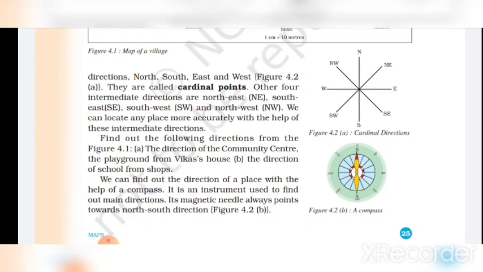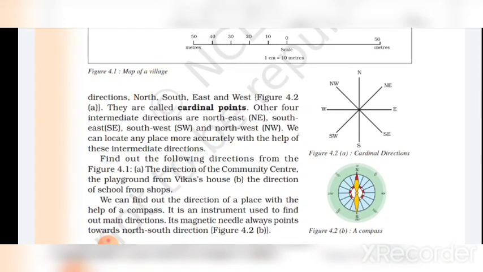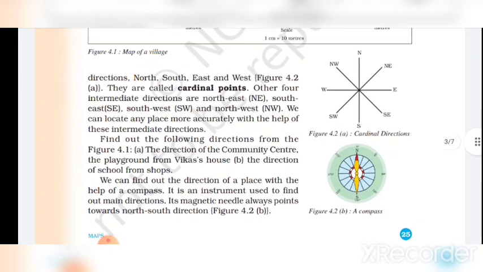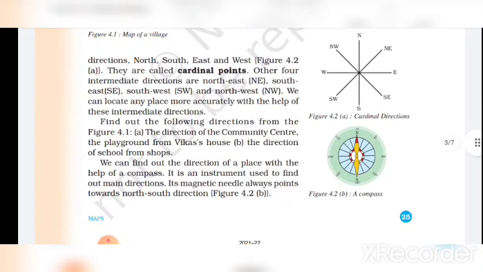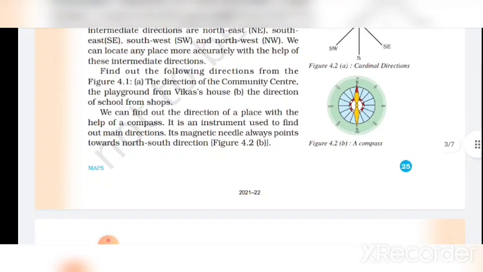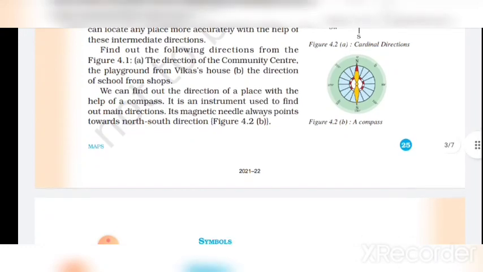Figure 4.2a, cardinal directions. Figure 4.2b, a compass. North, south, east, west, northeast, southeast, southwest, northwest. In the compass, north is 0 degree, then 45, 90, 135, south 180, 225 degree, 270 degree, 315 degree.